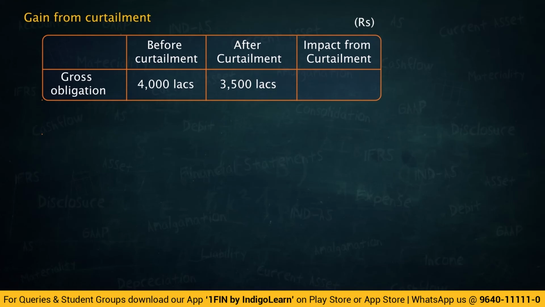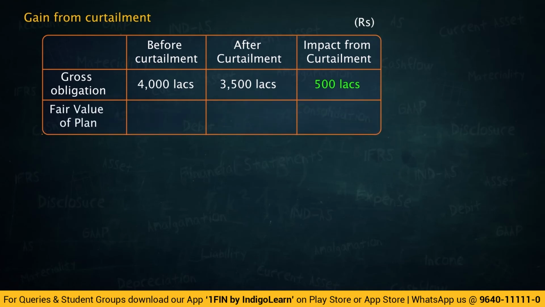So what is the benefit we got on account of curtailment? Impact of curtailment, our liability came down. Liability coming down is a benefit, right? So, benefit, or you can say curtailment gain of 500. Great. Now, come to fair value of plan assets. What is the fair value of plan assets? That's given in the fourth point. That is 3250. Will that change because of obligation coming down? No. The obligation came down, but what you invested, why will that come down? Nothing will happen to fair value of plan assets. Right. Now, come to the other point.